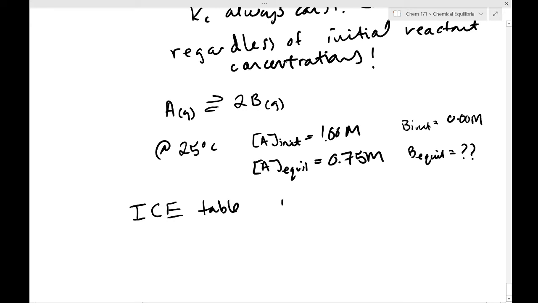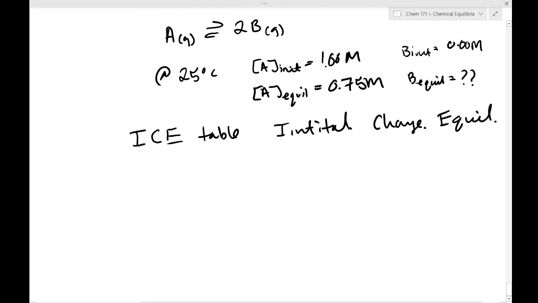And ICE stands for initial, change, equilibrium. Okay, initial change equilibrium is an ICE table. So the way that we form these is we write out ICE going down like that. So we have initial, change, equilibrium, and then we write out the concentrations for everything within our reaction, which is just A and B.